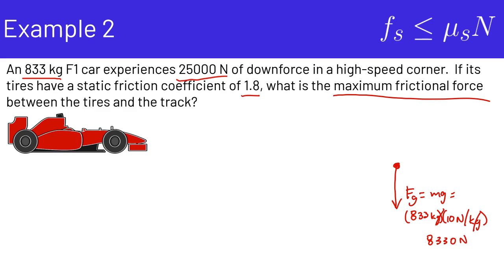Then we have an additional force, way greater than 8,330 newtons, and that is the downforce. I'm going to call this F sub DN, for down, and that is 25,000 newtons. Then we have a balanced normal force, which we have yet to figure out. Then we have the static friction force, which we have to figure out as well. Okay, so let's do some forces in the y direction first.